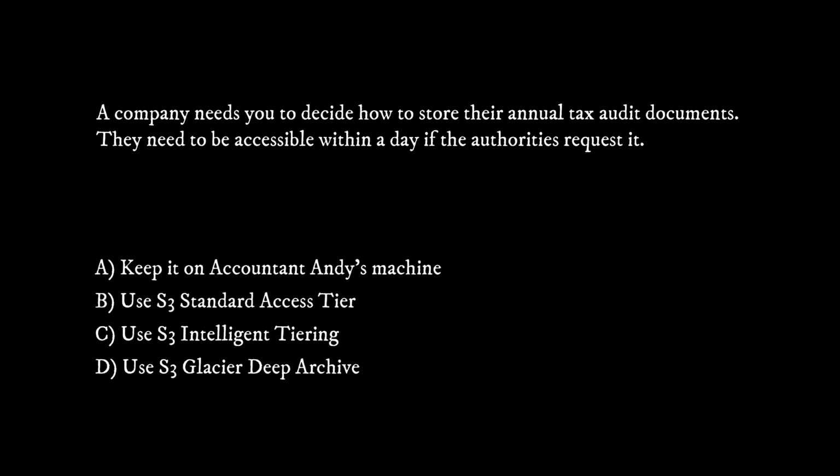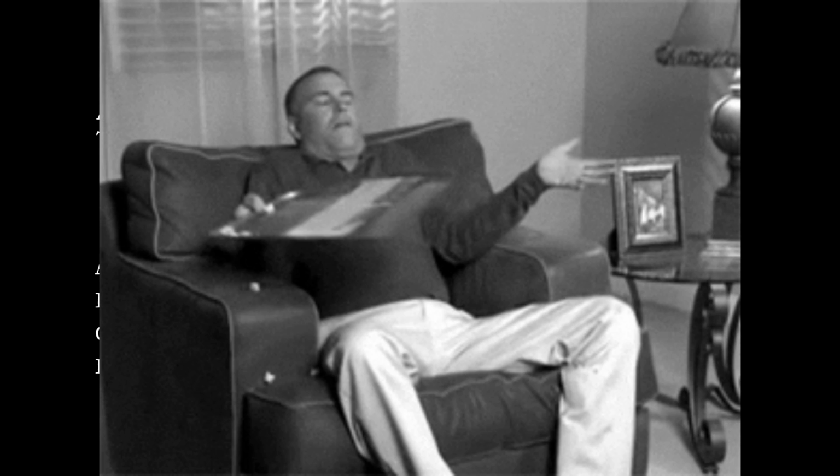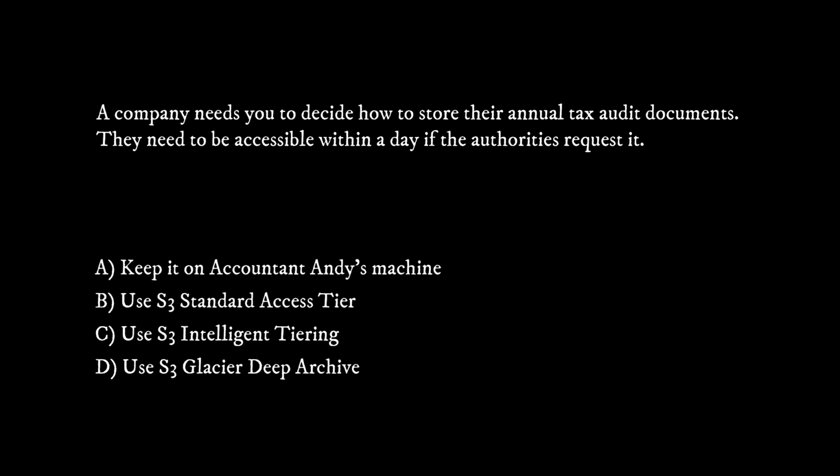A is not a great idea. What if Andy spills coffee over his computer? Again. S3 is a good choice, but the standard tier is expensive. Intelligent tiering is better, but we will pay a small automation fee. D is correct. Use S3 Glacier Deep Archive.